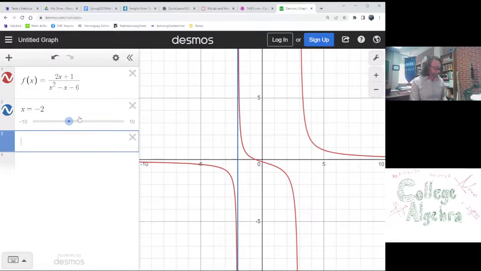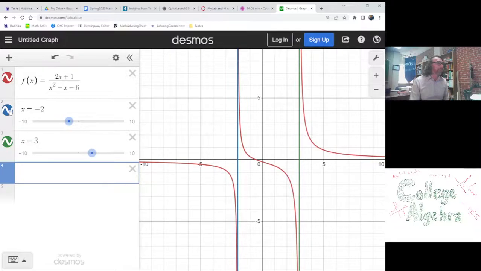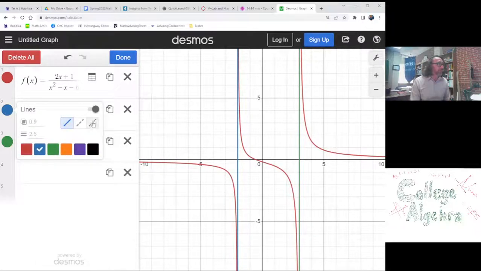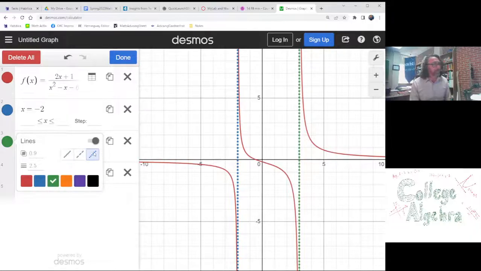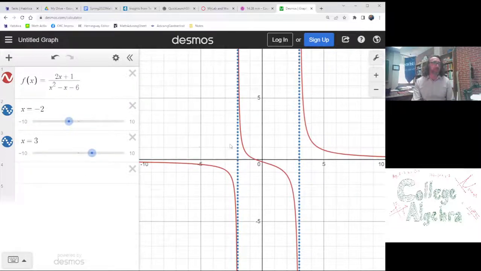and x equals 3. Let me go ahead and maybe change those to dotted lines, because they're not really part of this function's graph. They're like boundaries on this function's graph. Okay, maybe I'll make both the asymptotes blue. All right, done. So the function has vertical asymptotes there. Those are vertical lines that the function cannot cross.